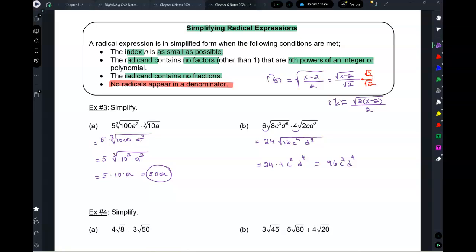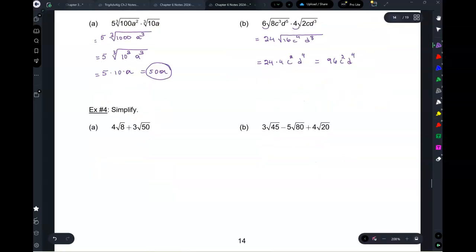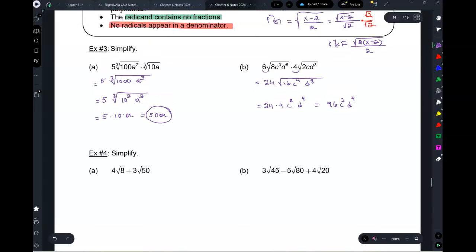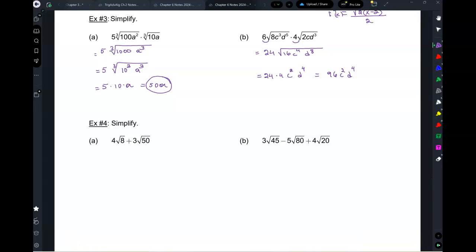It doesn't matter. It's just you can't have a root in the denominator. Correct. In the next lesson, we'll learn other ways to do that.